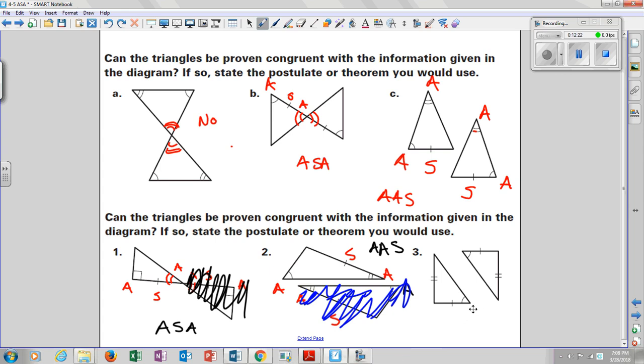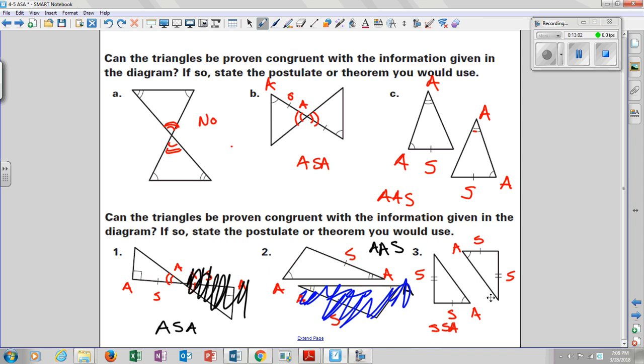Number 3, you have an angle, a side, and a side. That would give us side, side, angle. You thought I was going to say it the other way, like this one. But it's side, side, angle. We don't have a side, side, angle congruence proof. And that's because you can't prove that two triangles are congruent to each other using side, side, angle, or ASS.